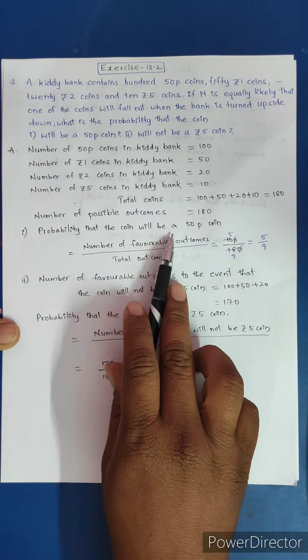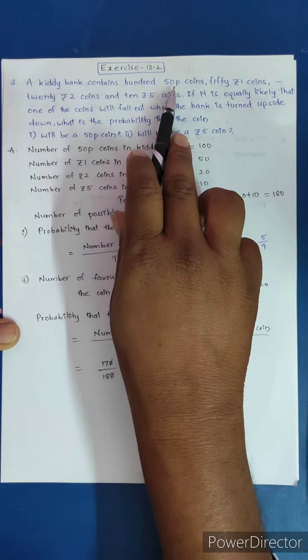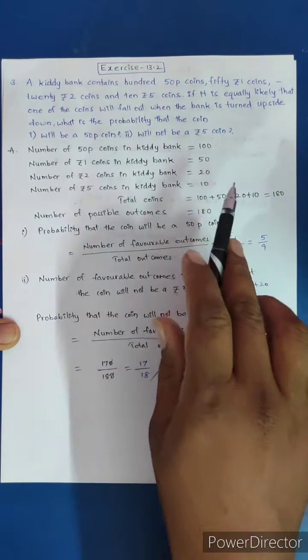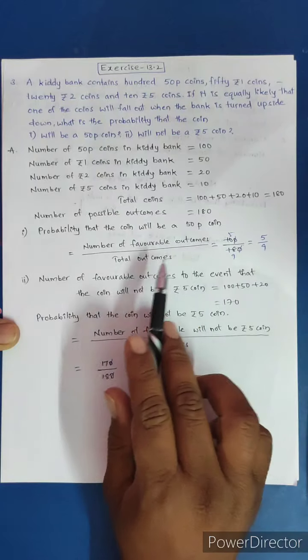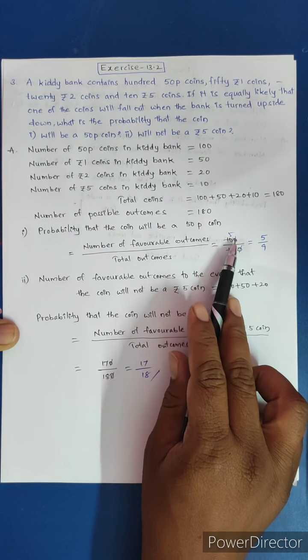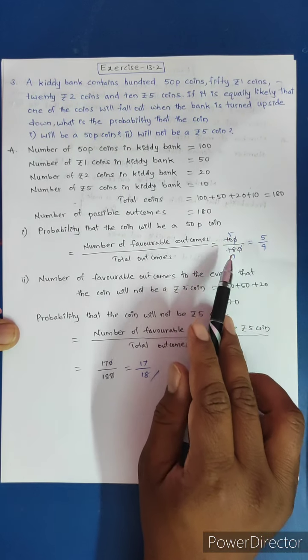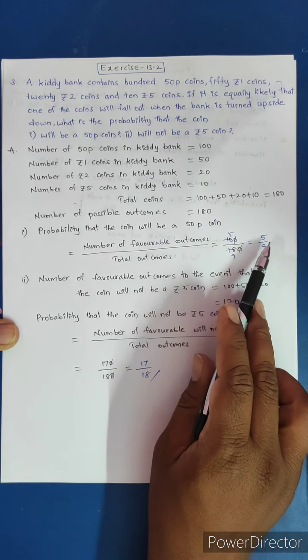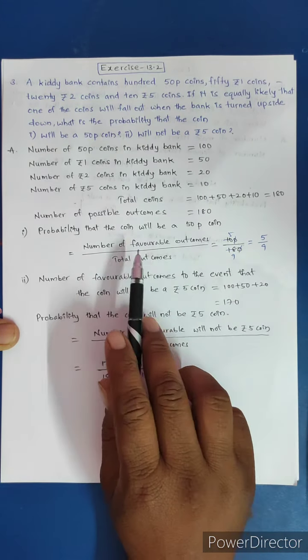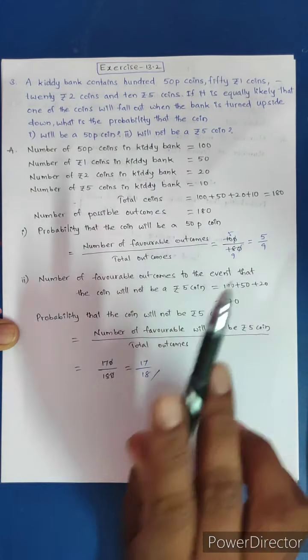Probability that the coin will be a 50 paise coin. How many 50 paise coins? 100. 100 by 180, favorable outcomes by total outcomes. 0, 0 get cancelled. 2 5s are 10, 2 9s are 18. 5 by 9. Favorable to a 50 paise coin.